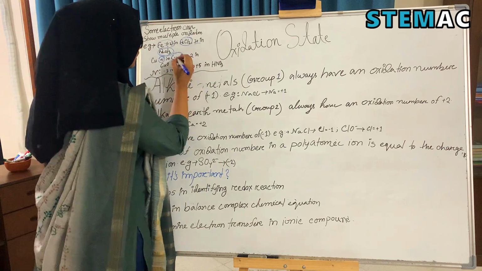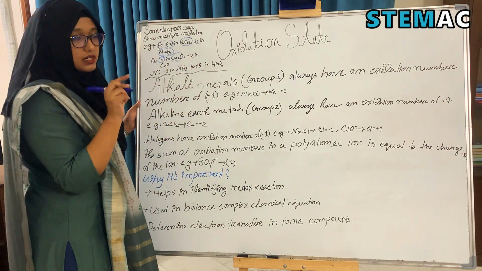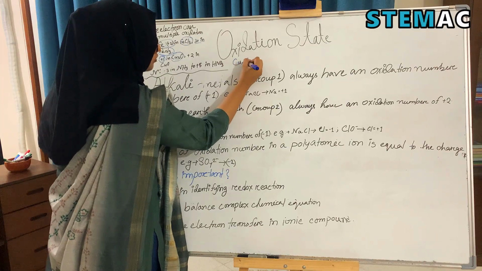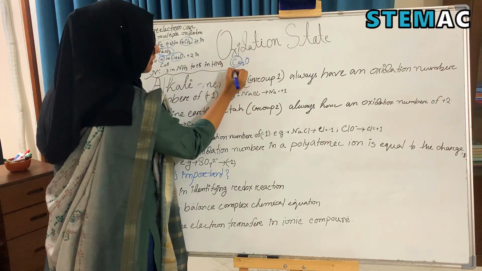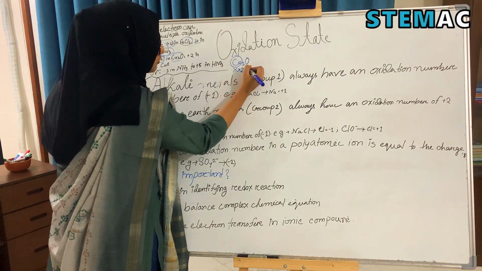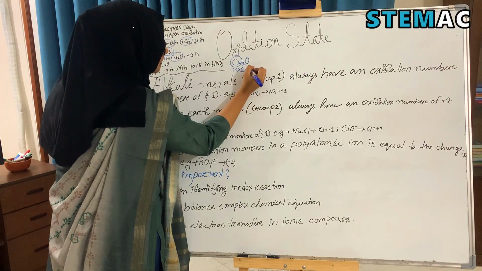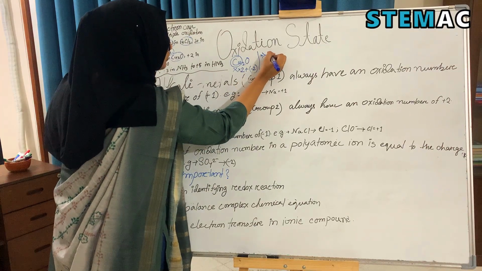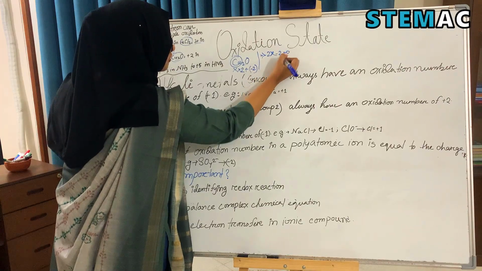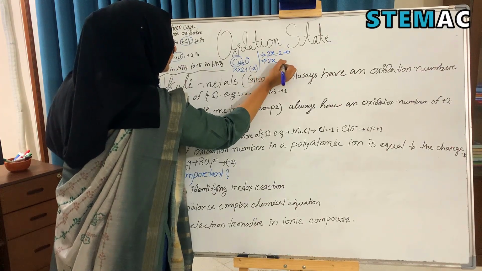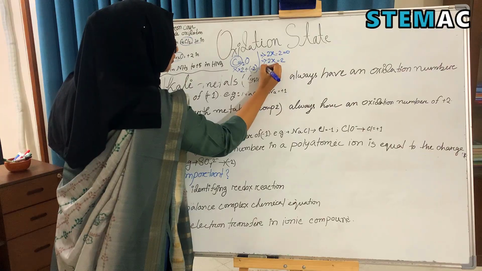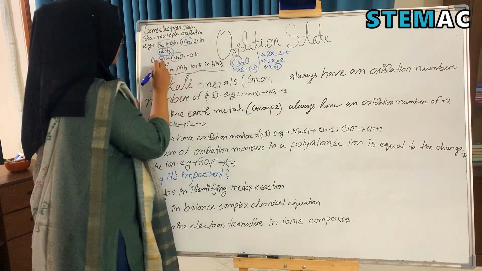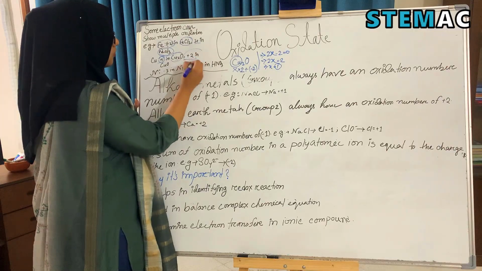As we learned before with H2O, in Cu2O we have x for copper, 2 atoms, and oxygen has -2. So 2x - 2 = 0, 2x = 2, and x equals +1. So copper here has +1.